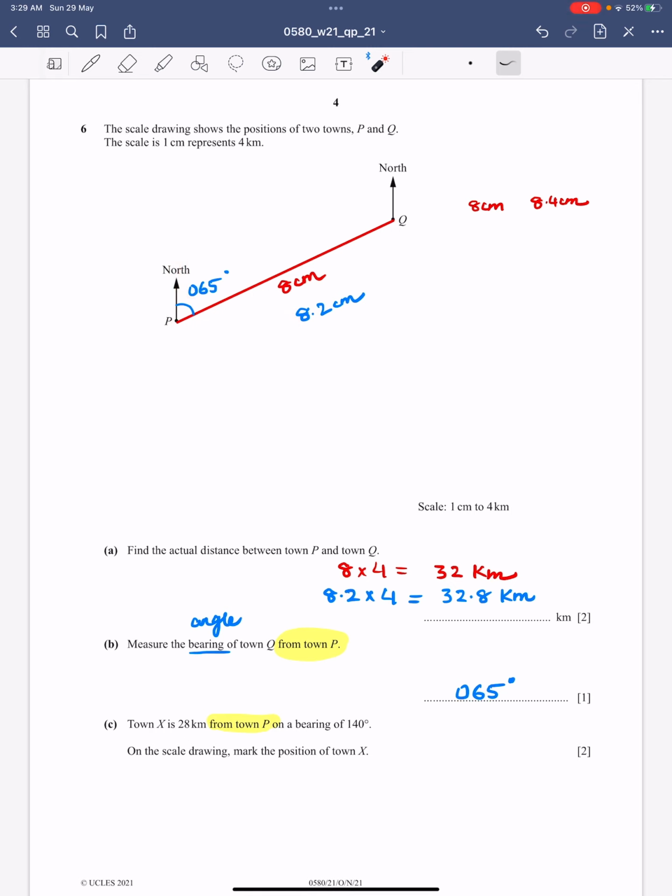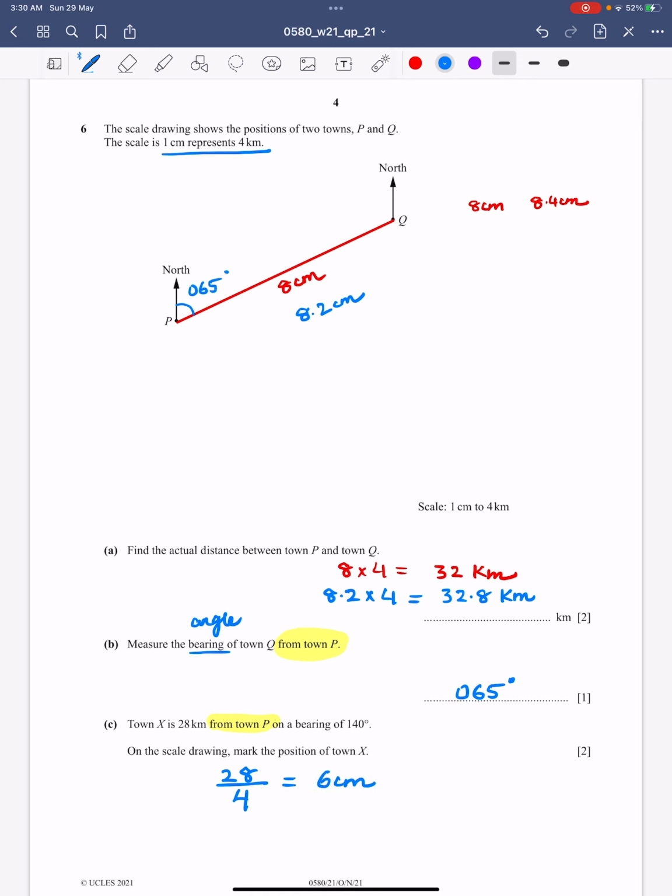So the real life distance is 28 kilometers. On paper it's going to be 28 divided by 4, and that is because the scale is 1 centimeter is 4 kilometers. So for every 4 kilometers we put only 1 centimeter on the paper. So for 28 kilometers, 28 divided by 4, which is 6 centimeters on the paper.